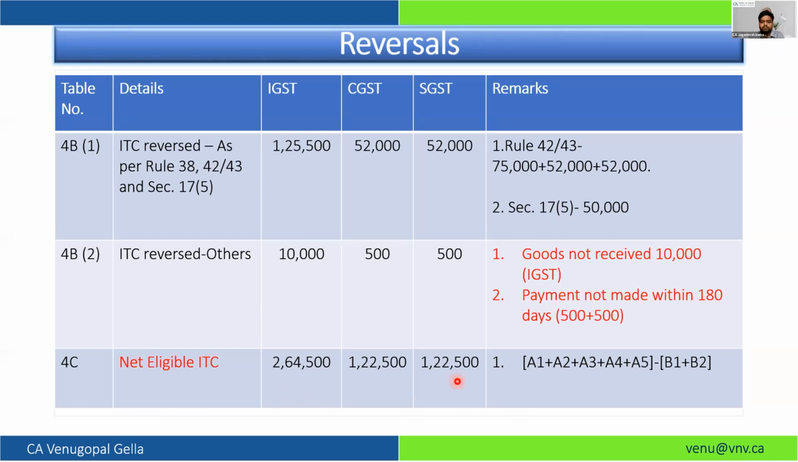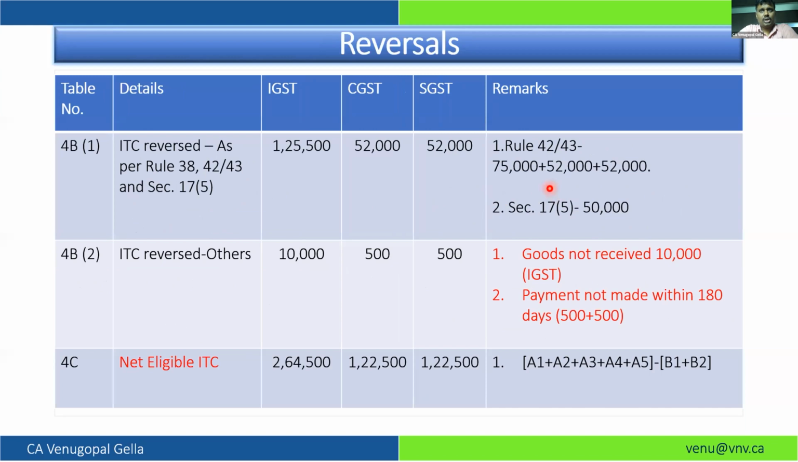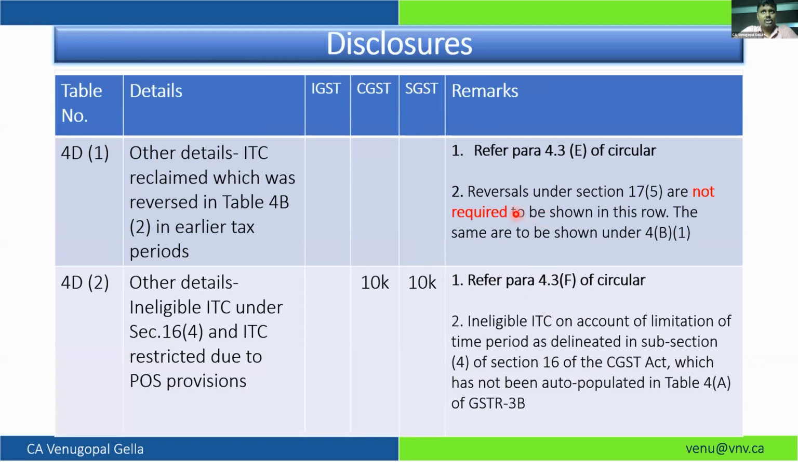What comes is the reporting of 4D1 and D2. Next slide. In the first month, we will not have anything in 4D1. In the same circular para 4.3, they have said the reversal under 17(5) earlier we were showing here, but you are not required to show it here because it is already shown under 4B1, the 17th of section 5. So you don't need to reverse it here again under 4D1. So 4D1 is only a temporary credit reversal, which you are re-availing at a later point in time. It is only tracking of your temporary reversal, which you are availing at a later point in time.